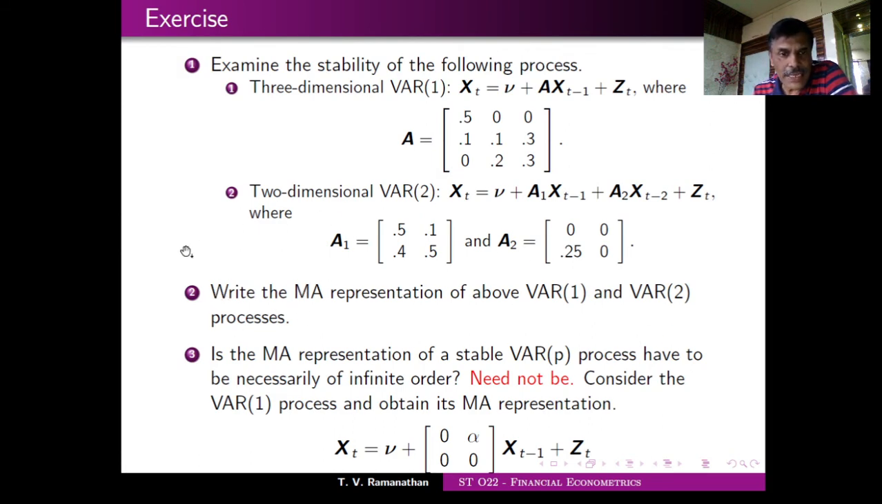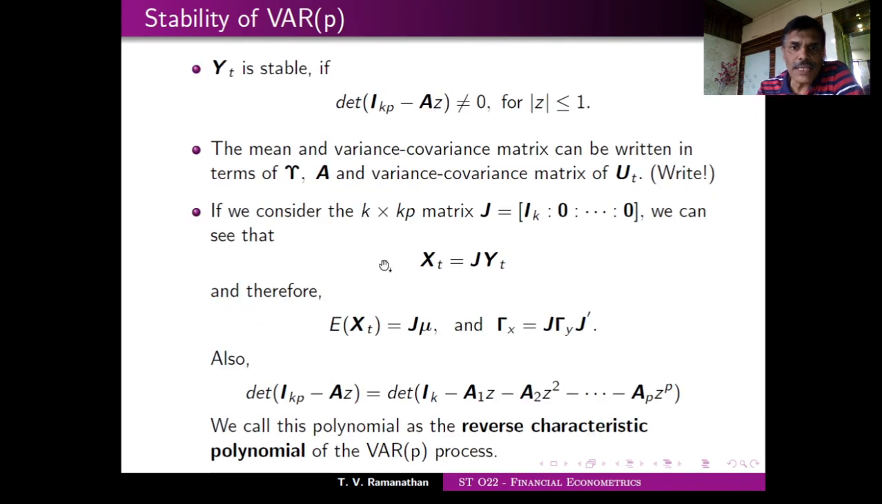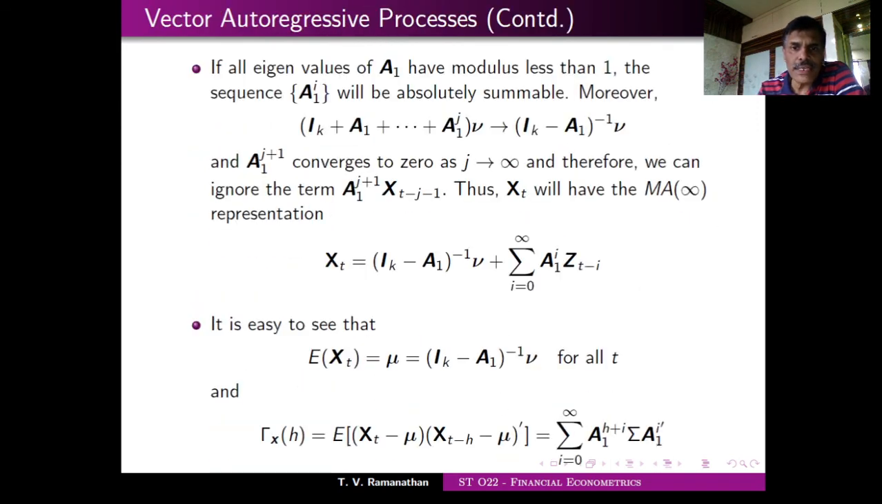Okay, now the next question is to write an MA representation of a VAR(1) and a VAR(2) process. So I have a VAR(1) here, and I have a VAR(2) process here. What is the MA representation? The MA representation is given by this. So this is my MA representation.